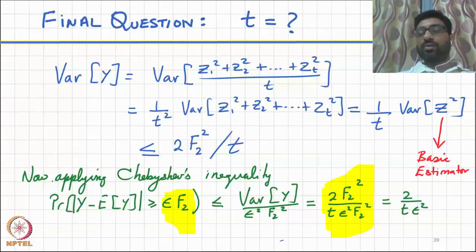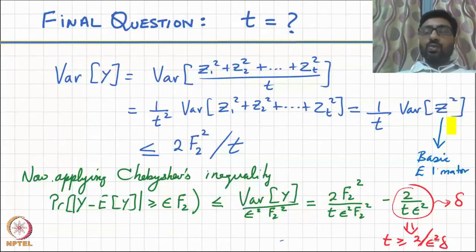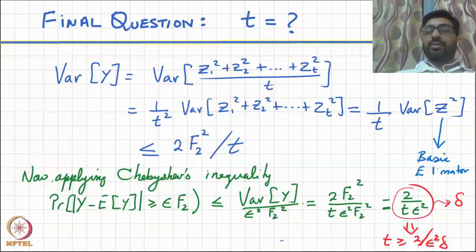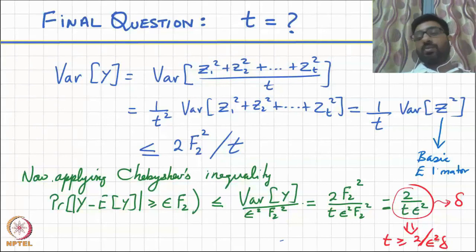And we have some cancellations. The f2 squared terms cancel out. We're left with 2 over t epsilon squared. And we want that 2 over t epsilon squared to be delta. That's the probability of the bad event where the random variable, the y value, exceeds its epsilon approximation range. And so that has to be at most delta, which means that we will get that requirement satisfied if we set t to be at least 2 over epsilon squared delta, which is all that we really need.